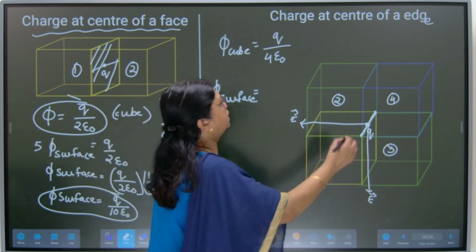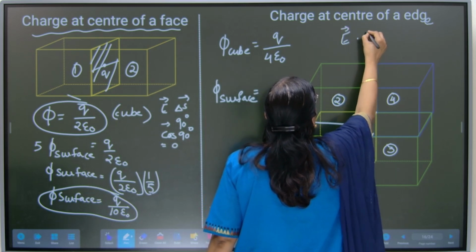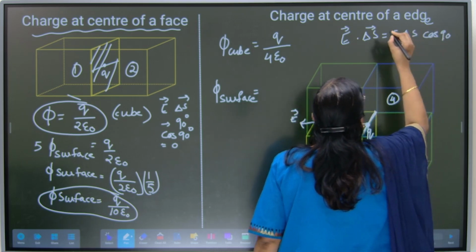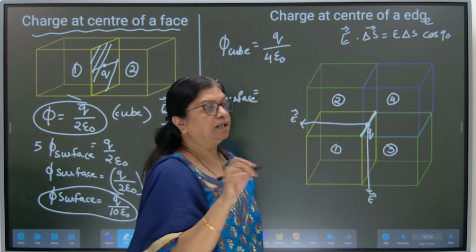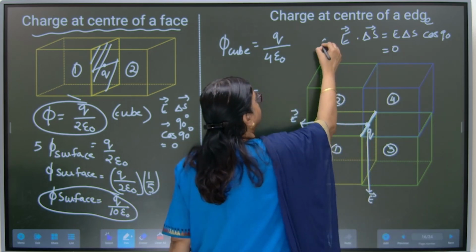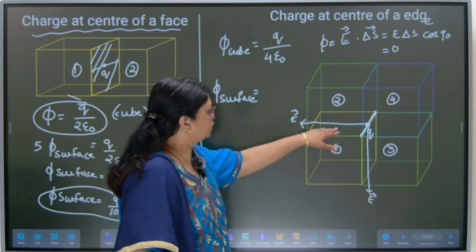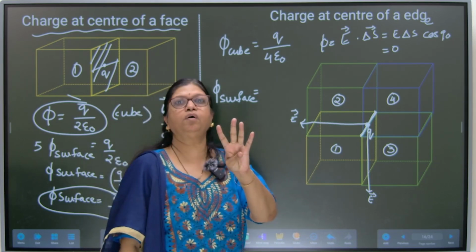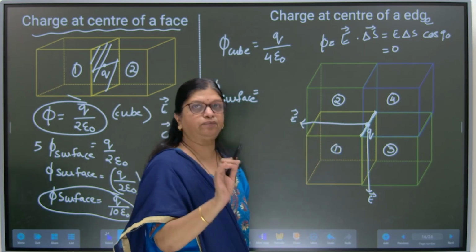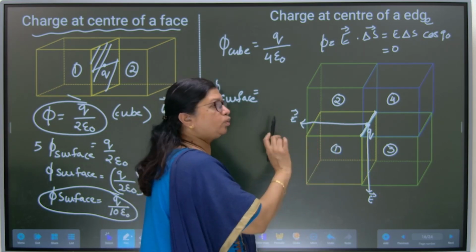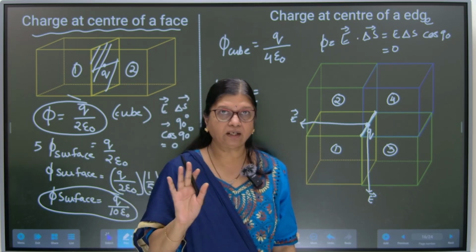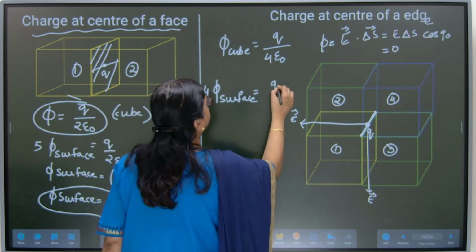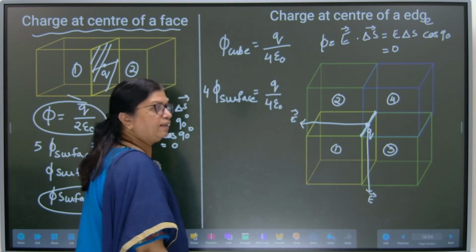So through both these surfaces, the flux will be 0 because the angle between the electric field and the area element will be 90 degrees. So cos 90 is 0, and the flux will be 0. Correct? So flux through this surface and this surface will be 0. Now, how many other surfaces are left for this cube? 4. Only through these 2 surfaces the flux will be 0. The other 4 surfaces of the cube will have a non-zero flux. Agreed? So what should we do? We should say that 4 surfaces will have flux. How much? Q upon 4 epsilon naught in total.